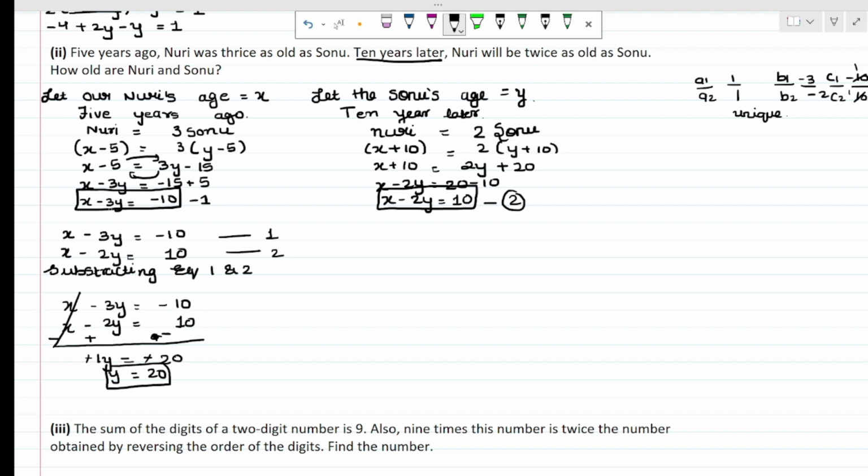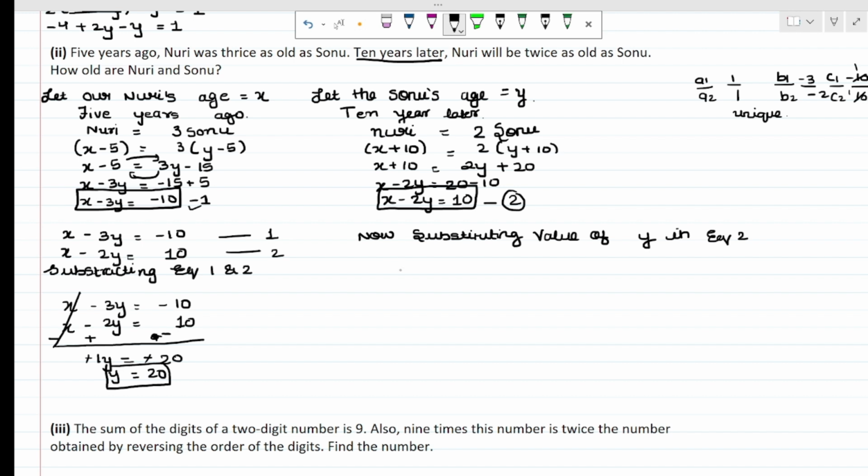Now we need to find Noori's age as well. So you can substitute y equals 20 in any of your equations. You can take the first equation or the second equation. I'm going for the second equation. So right over here, substituting the value of y in equation number 2.